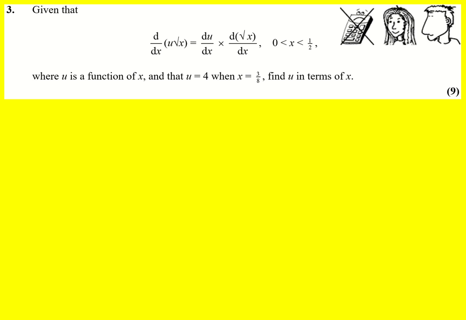This looks like a neat question. So we are differentiating with respect to x a function u of x times root x, and we're told that this is true from 0 to a half. We're also told that when u is 4, x is 3 over 8. Well, first things first, let's differentiate it using the product rule.